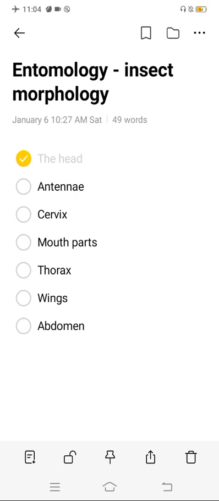Then the posterior labral muscles. They are paired but branched labral muscles. They originate from the anterior lateral regions of the frons. These muscles pull the labrum backward.